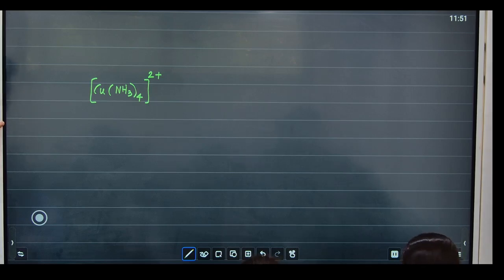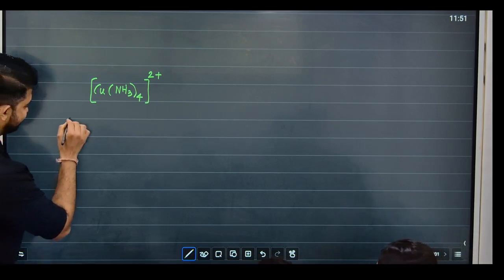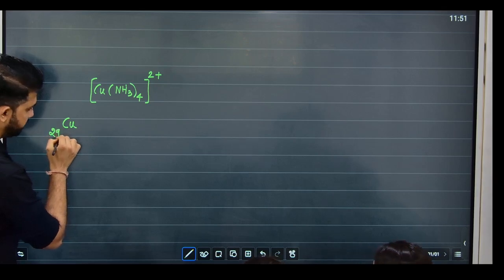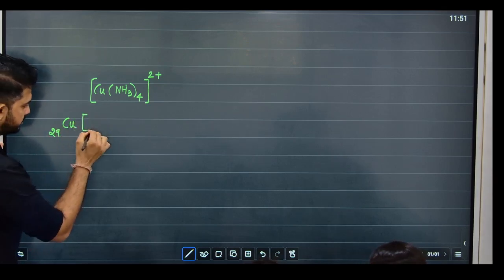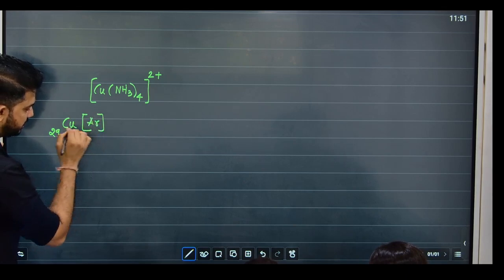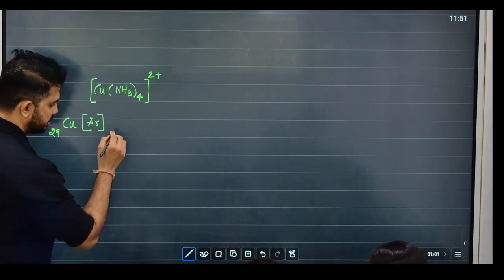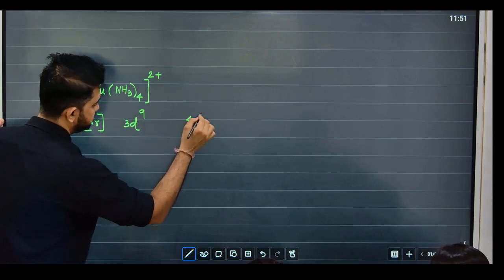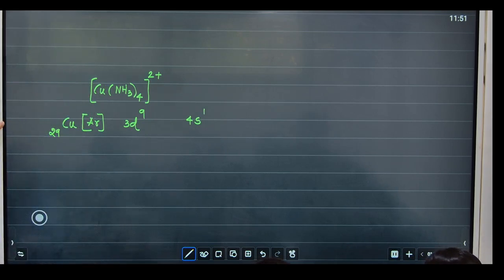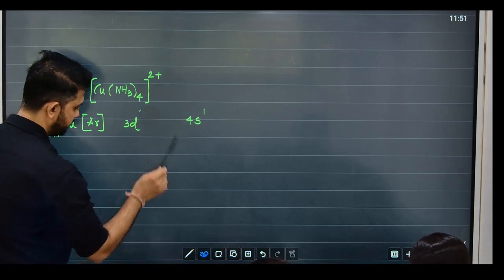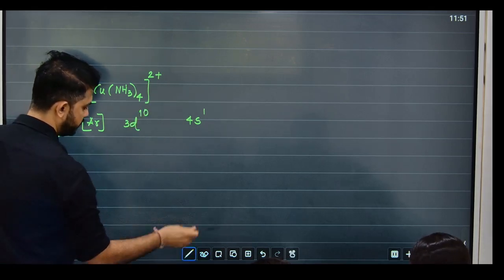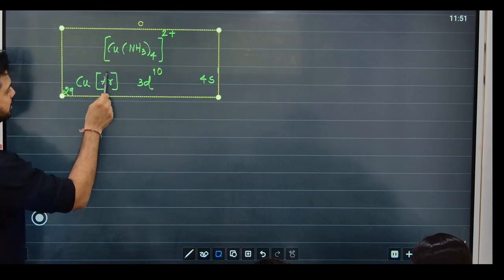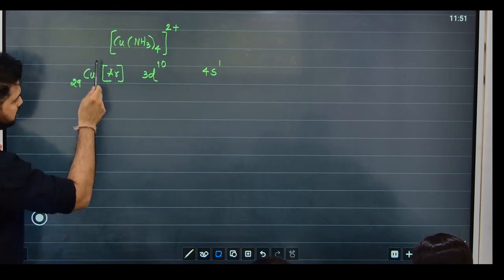Chalo, over here, quickly give me the atomic number of copper. 29. Configuration please. Argon. Excellent. 3d9, 4s1. Now, pardon me, 3d10, 4s1. Now, what is the charge on copper over here?